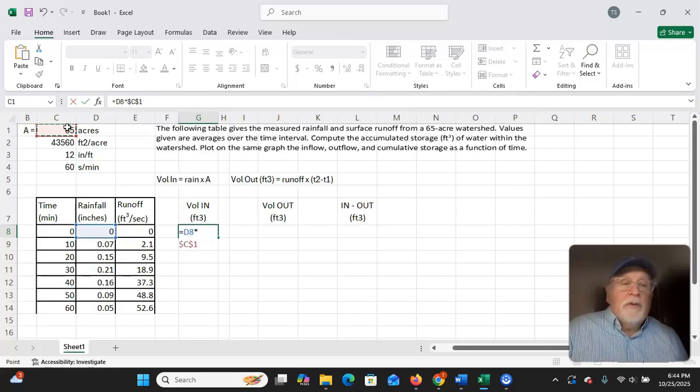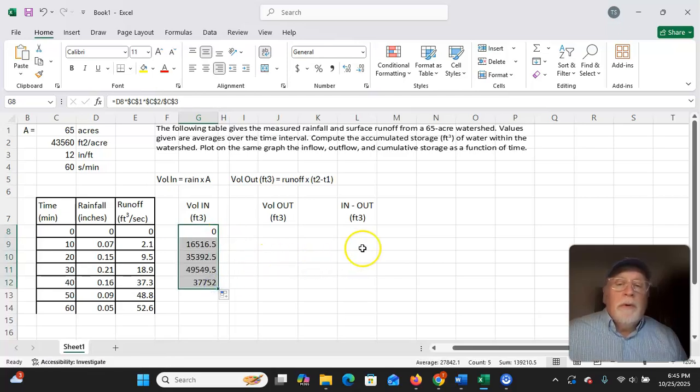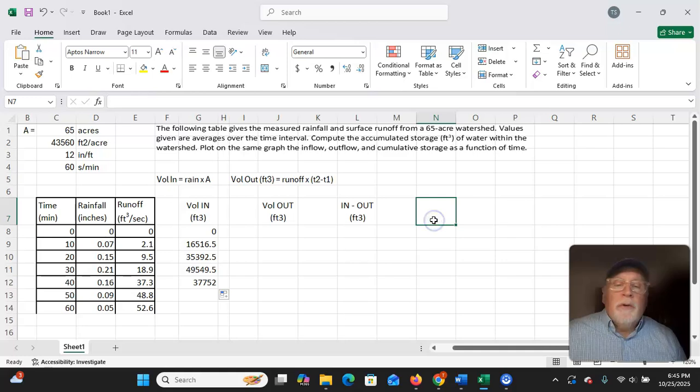And then I got to convert units because I have inch acres or acre inch, which is kind of a unit. I'll take it first times the feet squared per acre. And then I guess I have to divide by 12 inches per foot. All right, so the first one's 0. And I'll scroll these down. I'll leave a couple for you to do, see if your formulas work out right.